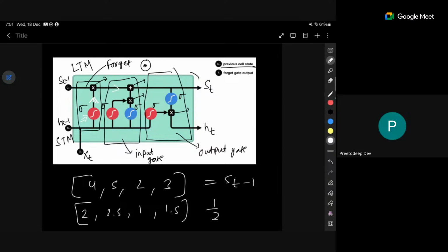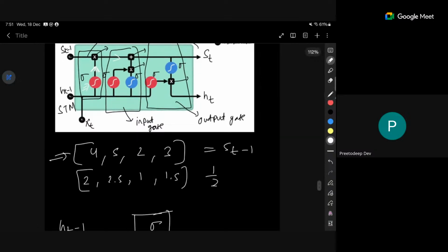So we forgot something. Element wise multiplication means I'll multiply the vectors. Let's say this was ST minus 1 and this is FT, then this is going to be 0.2, 0.8, maybe 2, 4. It could be anything, depending on the sigmoid value, right? So this is how you do element wise multiplication and get this. Now we need some input, and then we'll add that.